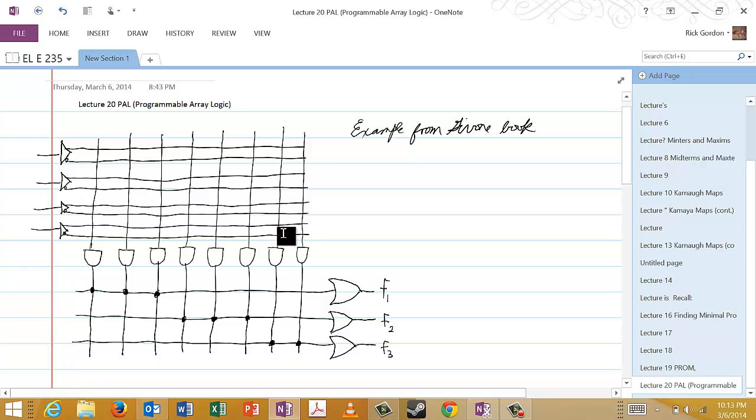And another thing, if you're looking very closely, you'll notice that in the prom, remember that the number of AND gates was equal to 2 to the n, where n is the number of input lines. But here we have 4 input lines and only 8 AND gates. So this means that if we had the variables w, x, y, and z, which were 4 independent variables, then we would not be able to have all of the possible minterms of those 4 variables with just 8 AND gates, because of course when you have 4 independent variables, there are 2 to the 4th or 16 possible minterms. So these are some of the differences between the PAL and the prom.